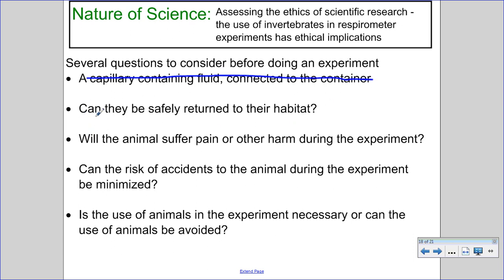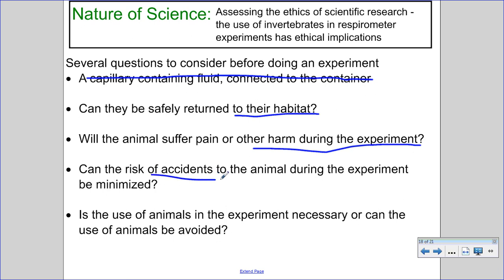Can that organism be safely returned to its habitat? When you're using an invertebrate in a respirometer experiment, when you're finished with it, can it be safely returned to its original habitat? Will the animal suffer pain or other harm during the experiments? And if so, what can be done to minimize that suffering or pain of that organism?